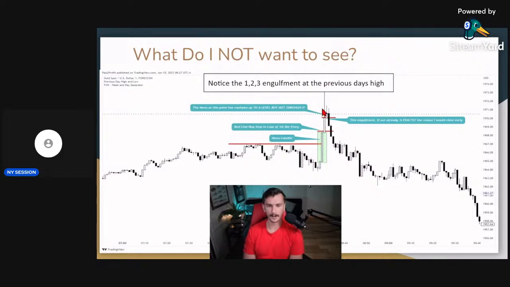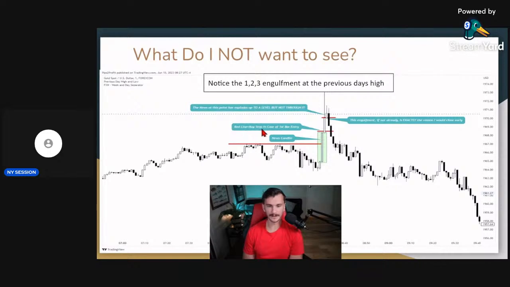alone. I would have probably considered closing based off of what I said about the range. But if I haven't closed at that point, I'm definitely getting out at this point. They should not have engulfed. There should be no pullback. It should just go. News at this point explodes up to a level, but not through it.